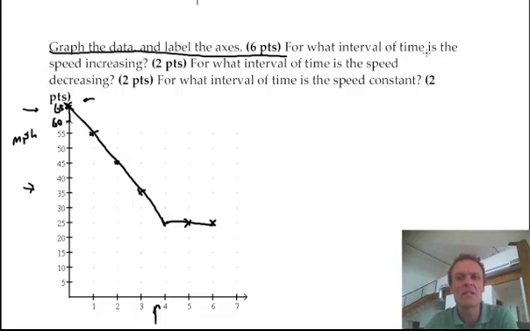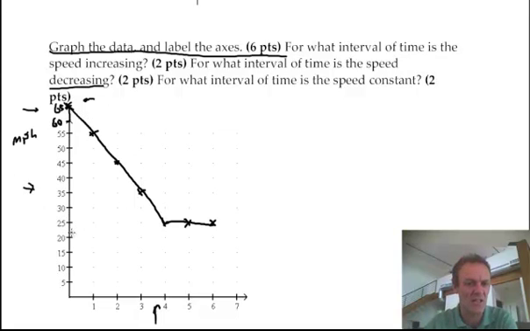Now then, what interval of time is the speed increasing? It isn't. So I'm not sure what to put for that. It isn't increasing, the speed isn't increasing, okay? 2 points. Now, for what interval of time is the speed decreasing? Right, now it's decreasing, okay? It doesn't matter if it changes speed, as long as it's going slower, it's decreasing in speed.